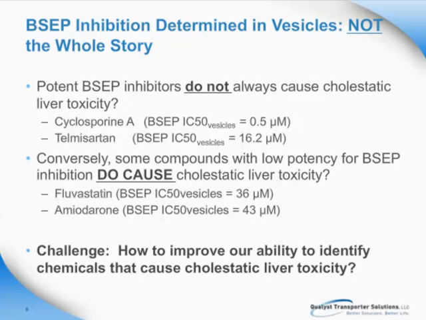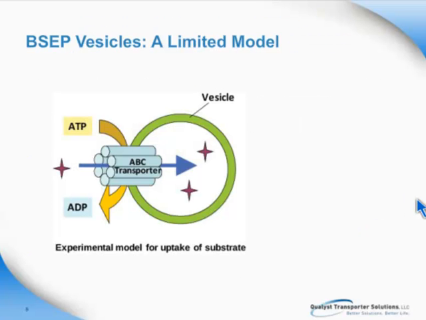So this leads us to the idea that we can have BSEP inhibitors that are quite potent, cyclosporin and telmisartan, where we don't always have cholestatic toxicity. And we can also have the converse of that, which is molecules that have higher IC50s, but actually do correlate or do cause cholestatic toxicity. So that begs the question, how do we improve our ability to identify true molecules that cause true cholestatic liver toxicity using in vitro models?